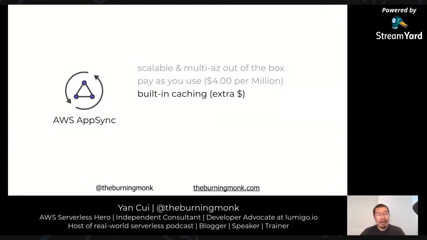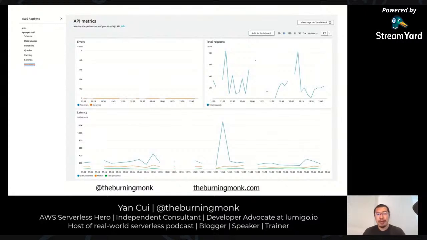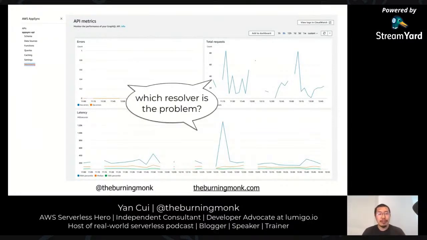So how much you pay extra for the caching depends on the size of the cache node that you want to use. It has also got built-in support with monitoring through CloudWatch and CloudWatch logs, where you can get high-level metrics like the number of API requests, error counts, and latency, which is great. But unfortunately, all of those metrics are aggregated. So it's difficult to tell, when there's a spike in latency for example, which resolver is the problem, since a single query can involve many different resolvers and some may return faster than others, and you can't tell from looking at metrics alone what actually happened.